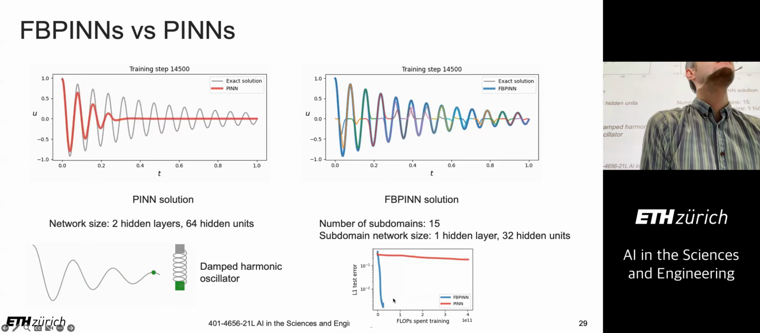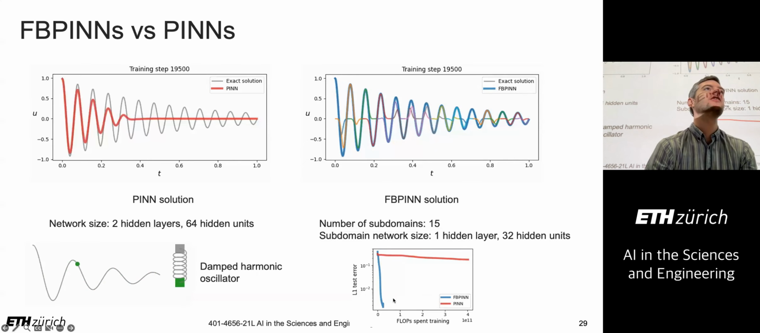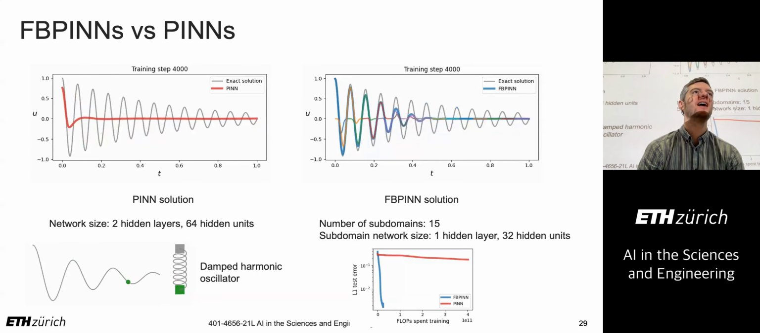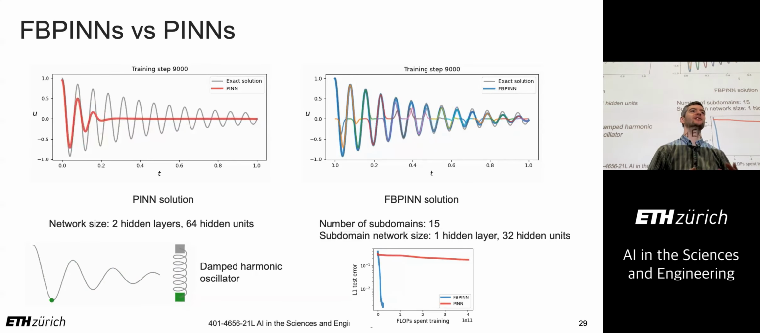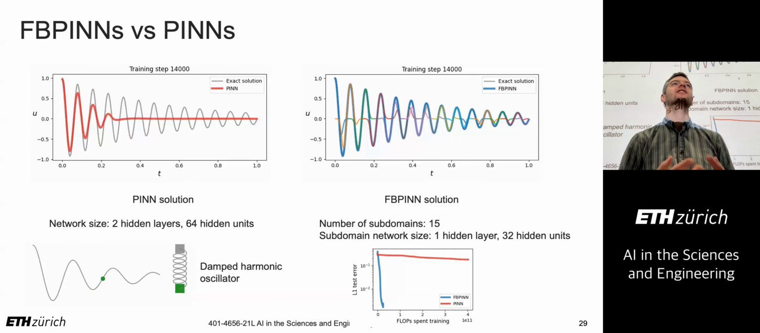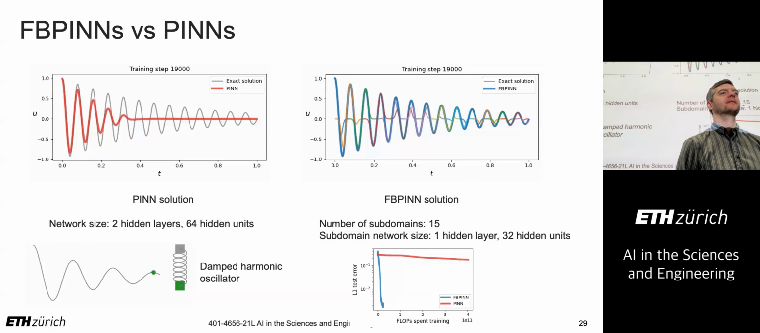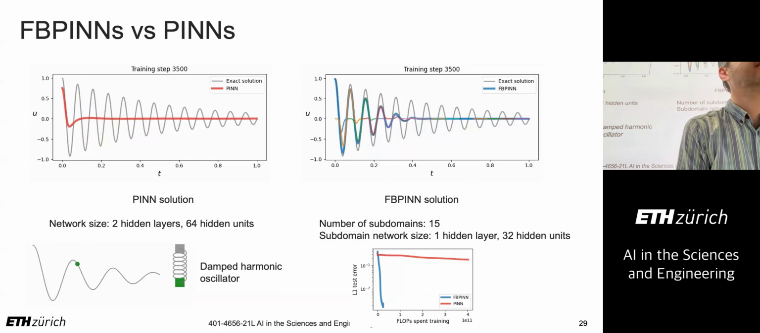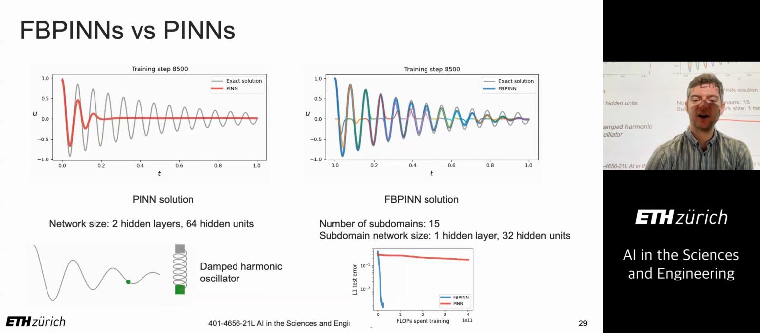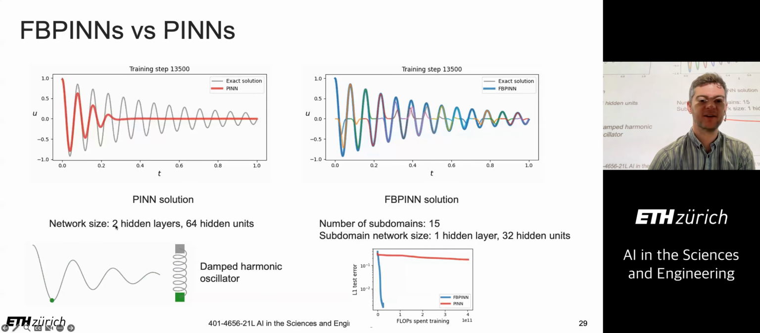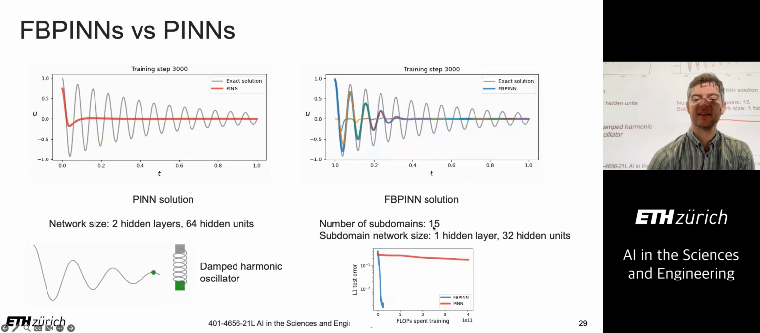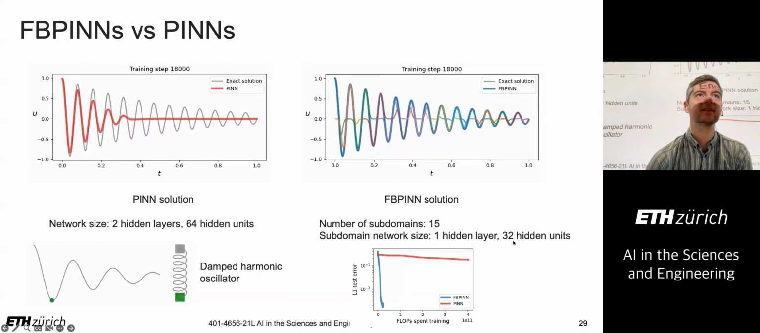Yes. What's a flop? Floating point operation. So this is a measure of how much number crunching we did to train the PINN. So how many operations? Yeah. Is the architecture the same for both? So the number of weights. The architecture is not. The PINN is 2 hidden layers and 64 hidden units. The FE PINN has 15 subdomains, so 15 subdomain networks, but each subdomain network is much smaller. So it's 1 hidden layer and 32 hidden units.